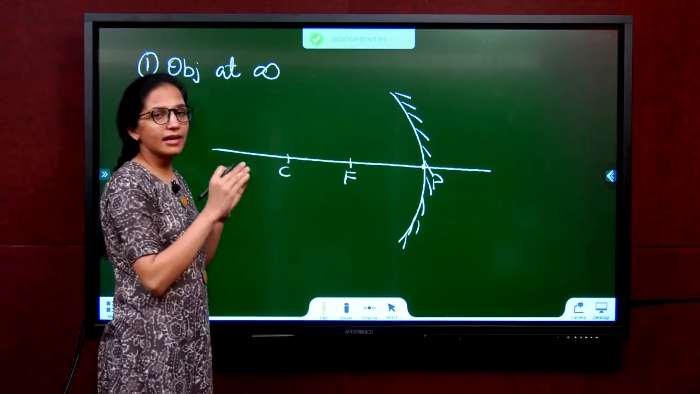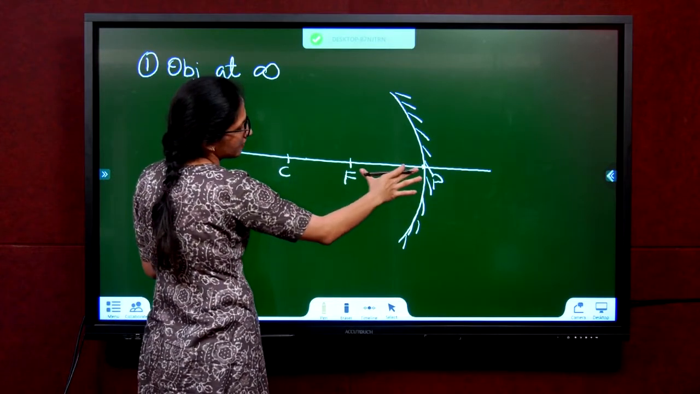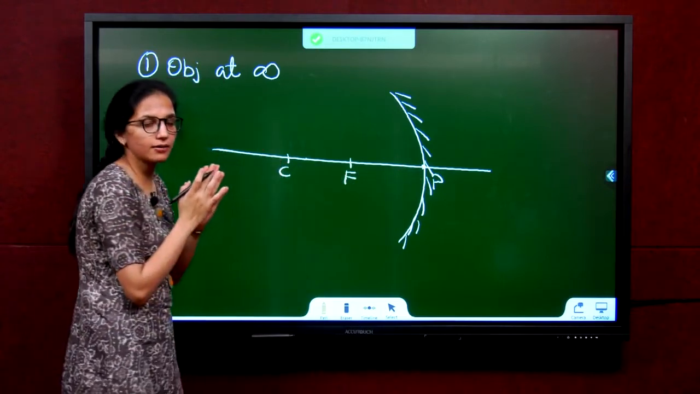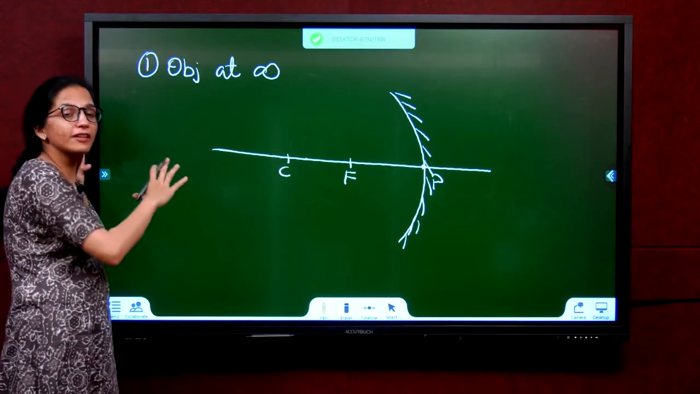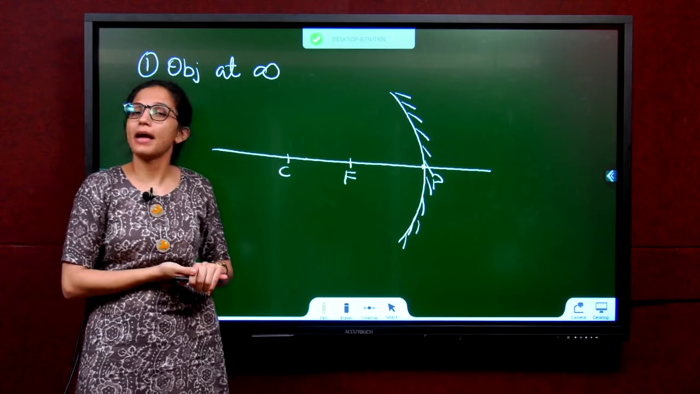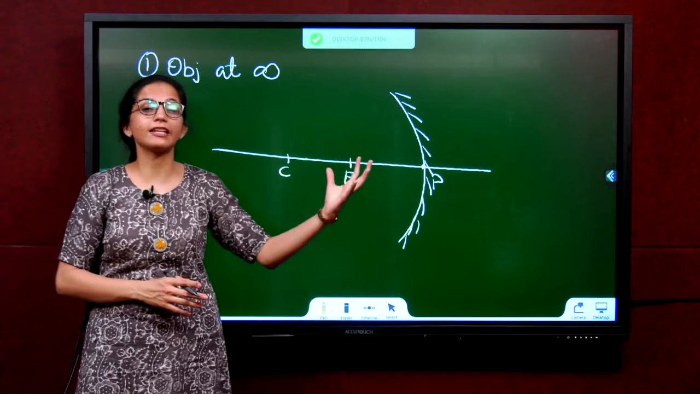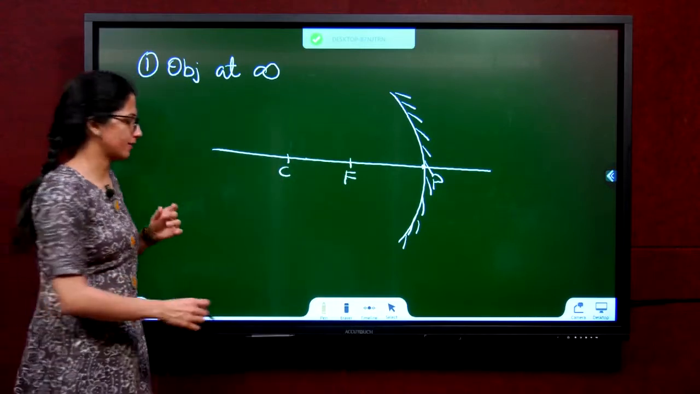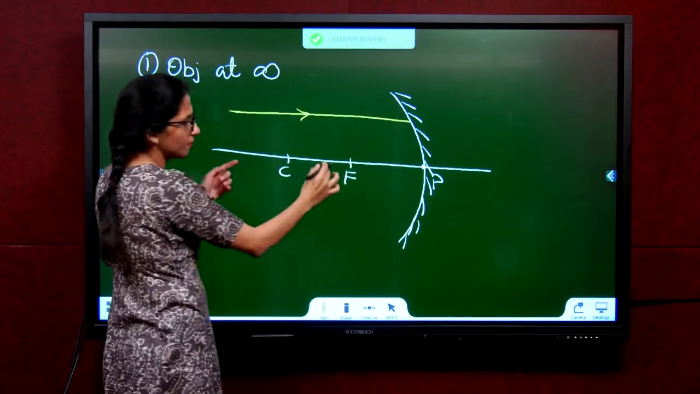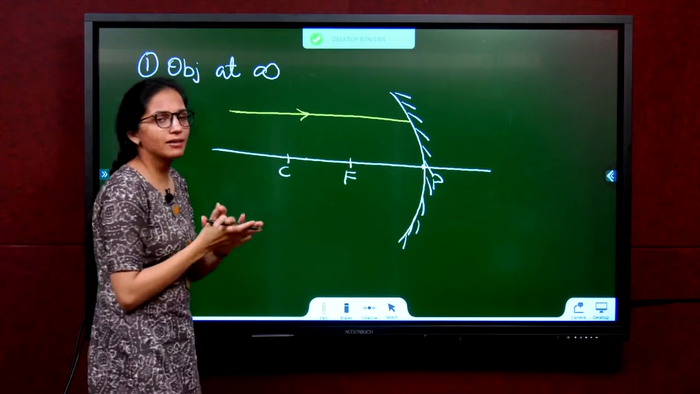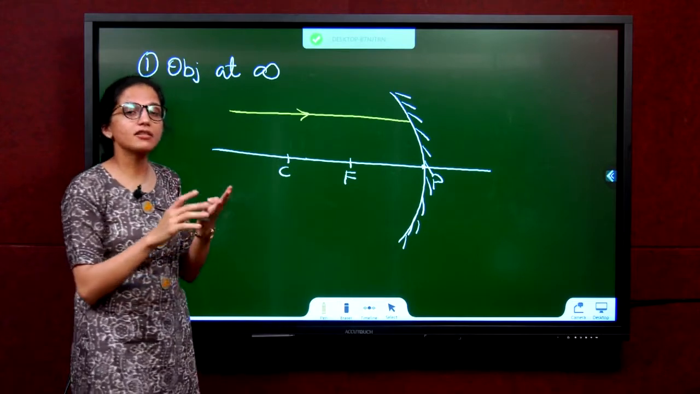I repeat, take a radius of approximately 4 centimeters, draw a curve on the principal axis, mark 3 centimeters and another 3 centimeters away, mark C. Now, object is at infinity. If the object is at infinity, what kind of rays will come? Parallel rays? Yes, we already studied that if the source is at infinity, the rays coming from that object are parallel. So, let us take a parallel ray, parallel to the principal axis.